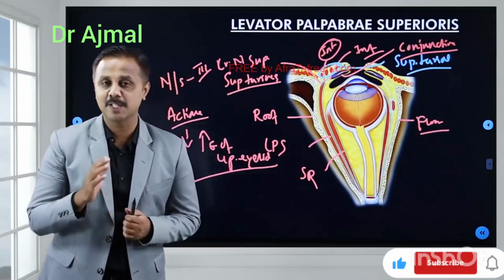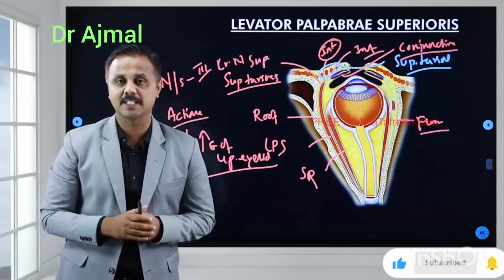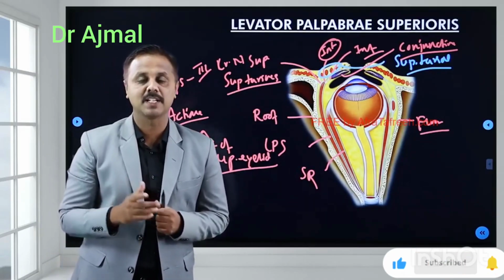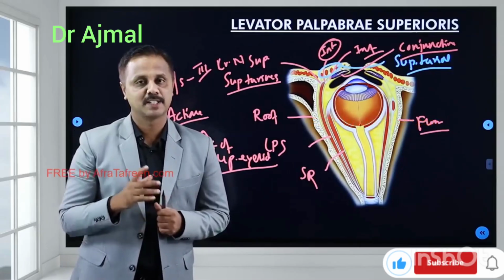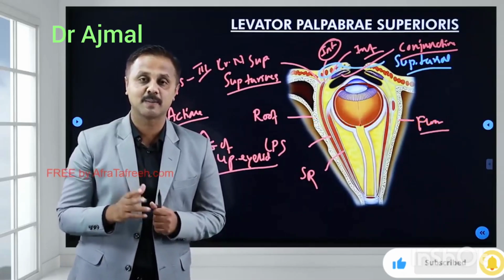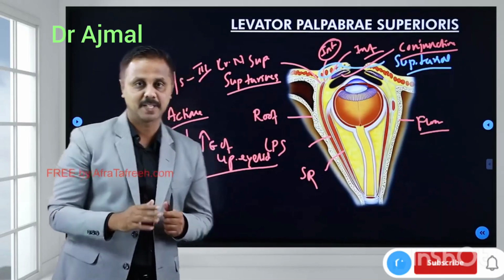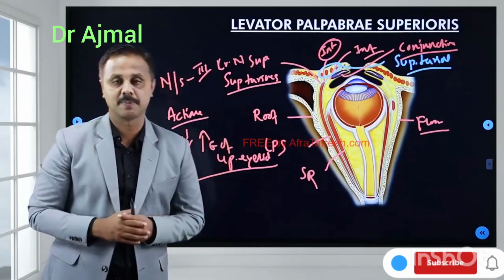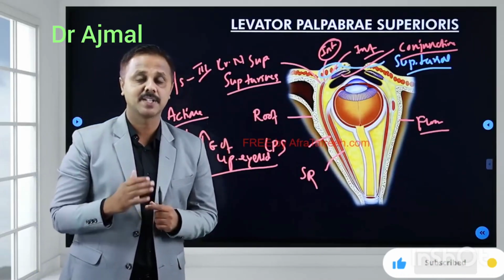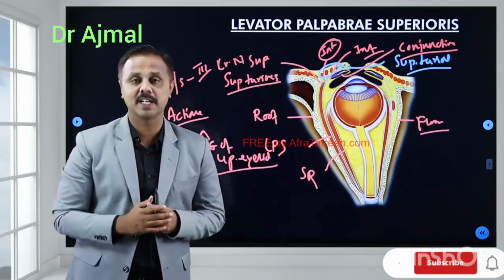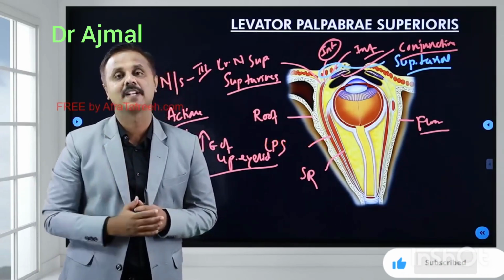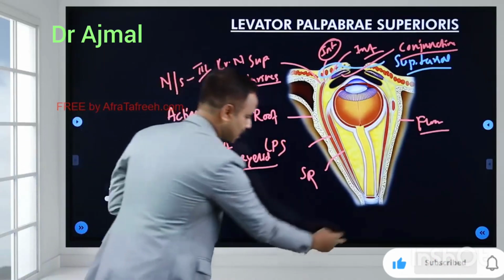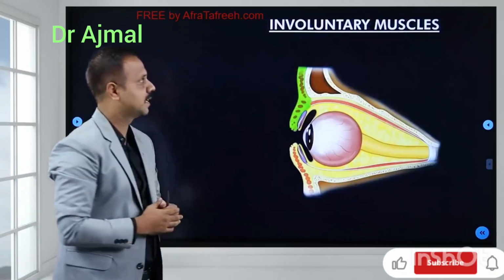Can you tell me which muscle will help in closure of the eyelids then? Yes, it is the orbicularis oculi. And what is the innervation of orbicularis oculi? It's a muscle of facial expression and hence it is supplied by facial nerve. Right? So never confuse orbicularis oculi with levator palpebrae superioris. LPS results in elevation or opening of the eyelids, whereas orbicularis oculi will result in closure of the eyelids. This is regarding the levator palpebrae superioris.